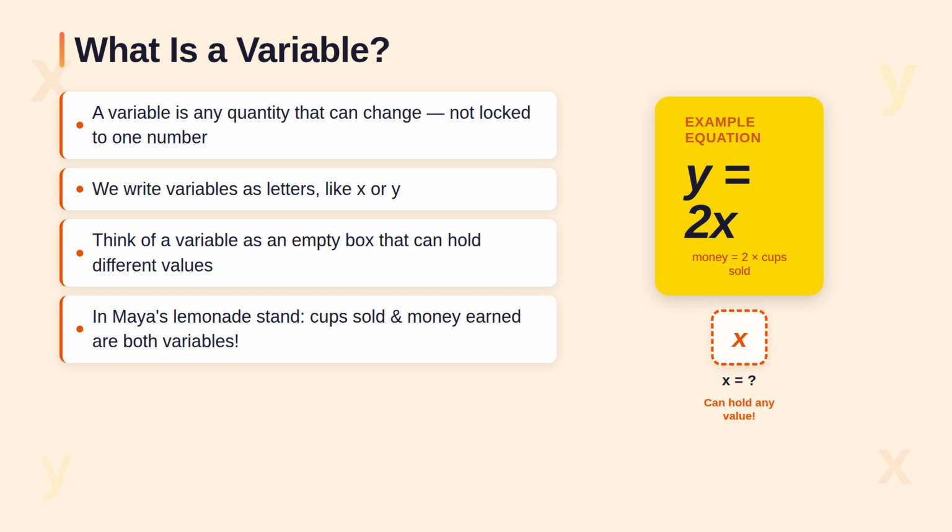In Maya's lemonade stand, two things can change: the number of cups she sells and the money she earns. Both are variables. Now, here's the big question. Do they affect each other? Absolutely yes, and that's where it gets interesting.